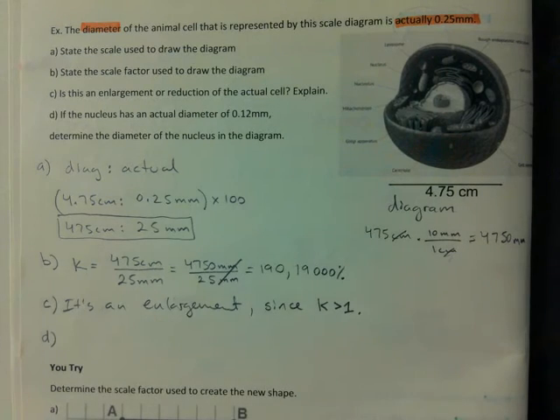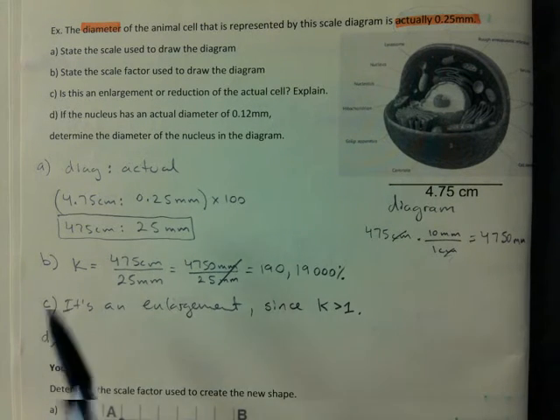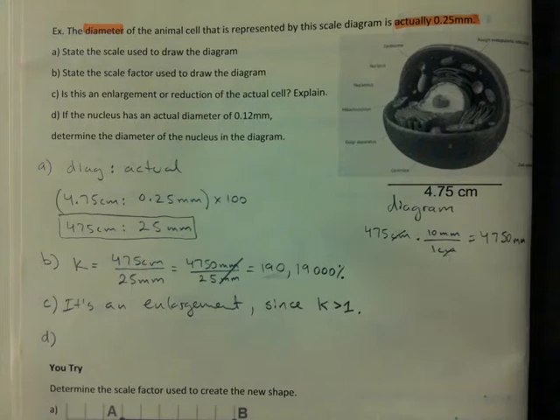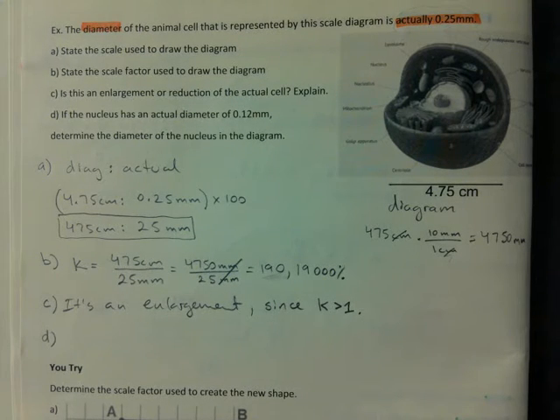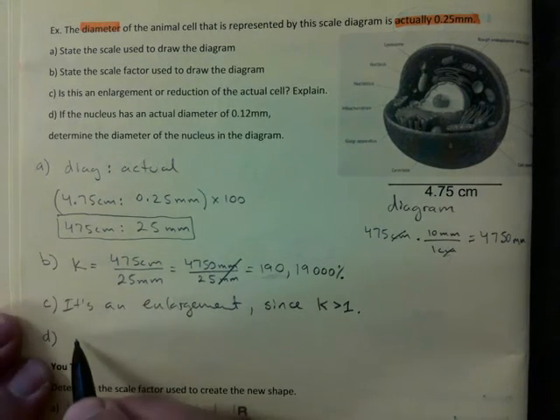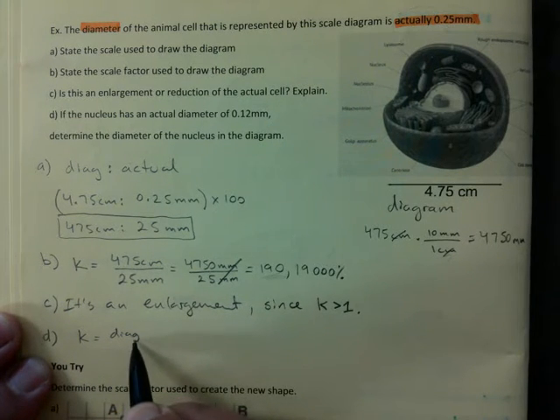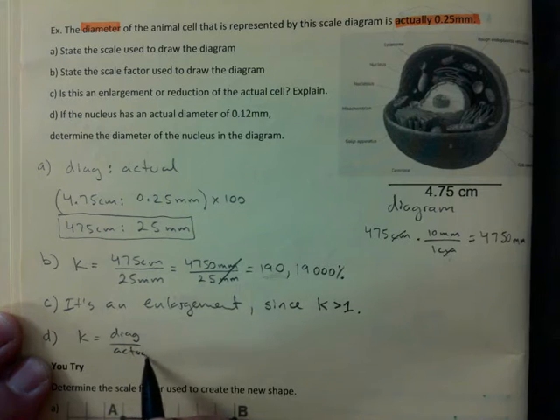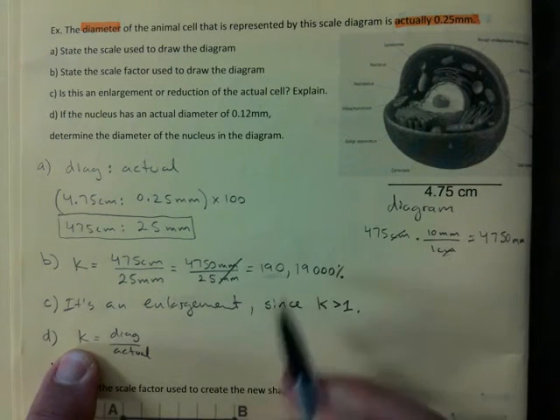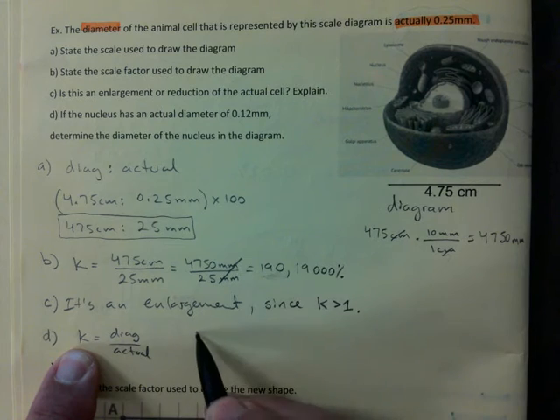D, so that's usually what I do. Once you have your scale factor, I can ask you anything, and you can go back and forth between the diagram and the actual. So if the nucleus has an actual diameter of 0.12 millimeters, determine the diameter of the nucleus in the diagram. So start with this, folks. Diagram, actual, and then fill in. K is going to be replaced by 190.